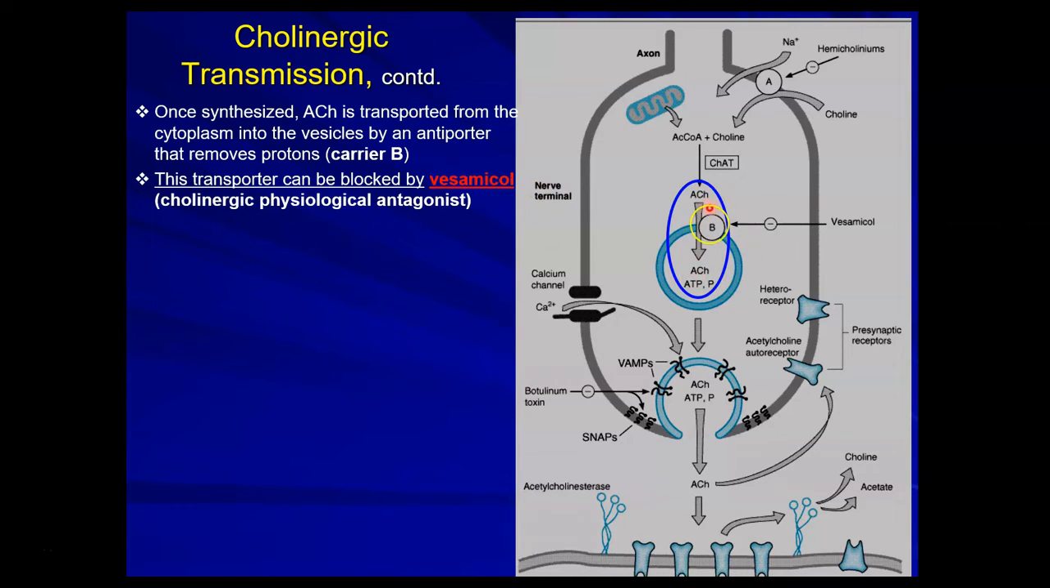That transporter, this carrier B, can be blocked by the drug called vesamicol. As a simple mnemonic, vesicle and acetylcholine: it inhibits the storage of acetylcholine in the synaptic vesicles. The drug is considered a cholinergic physiological antagonist.